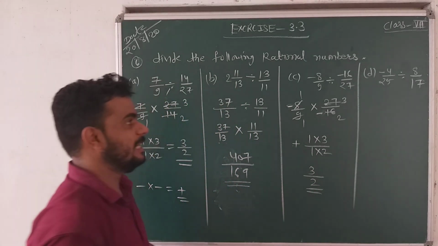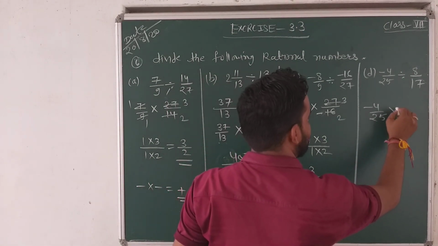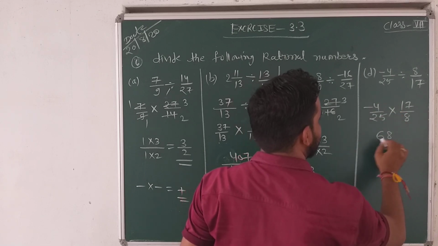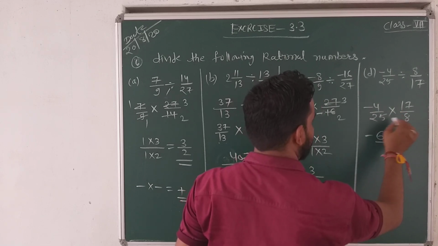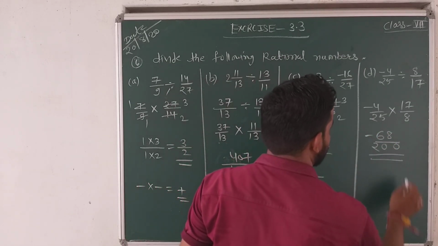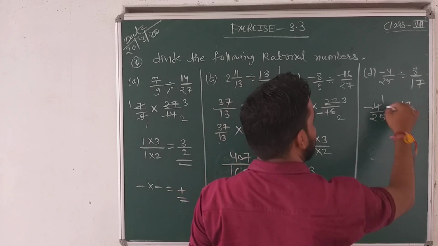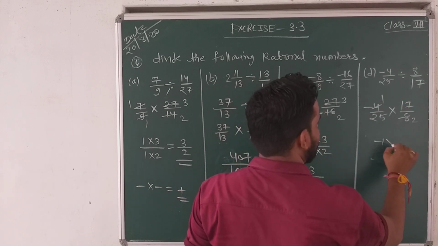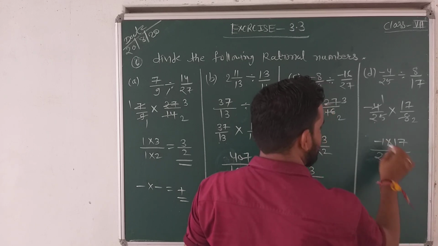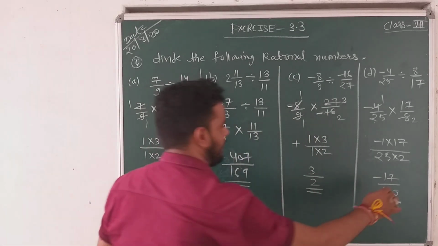Negative and negative, both negatives make positive, and 1 multiply 3 by 1 multiply 2, so the result is 3 by 2. Same as you solved the last one: negative 4 by 25, division is changed to multiplication, then 17 by 8. 17 4 is 68, negative 60, and 25 8 is 200. So this is your answer. If you want to cut by 4, you can do 4 1 is 4 and 4 2 is 8, so negative 1 multiply 17 and 25 multiply 2, so negative 17 by 50 is your final answer. So take the screenshot and write in your notebook.